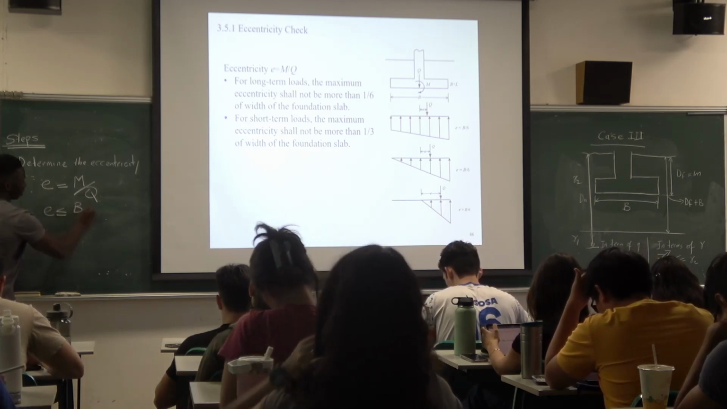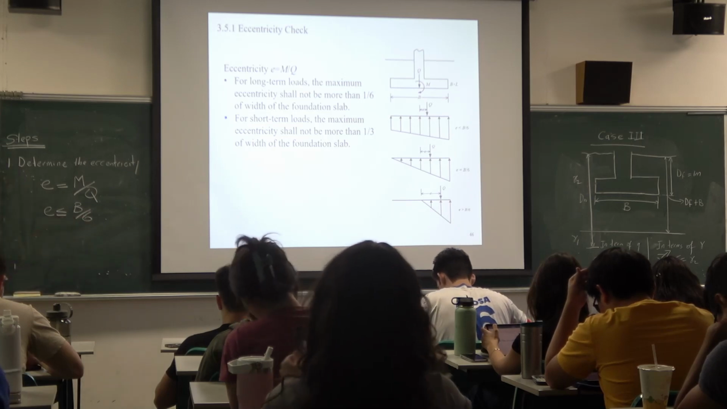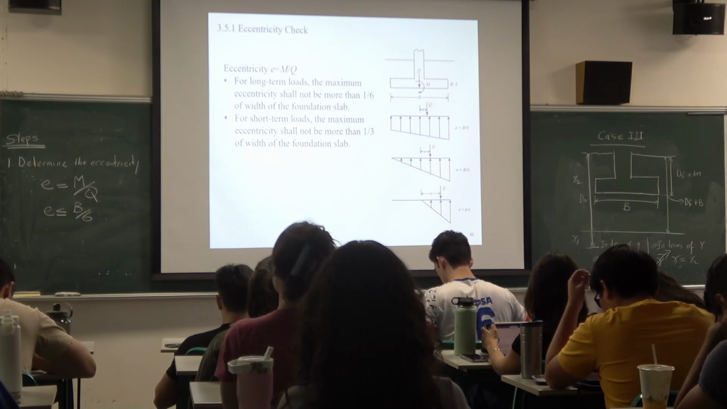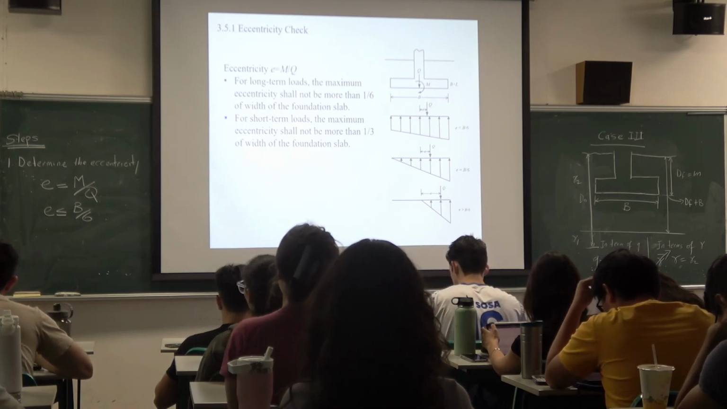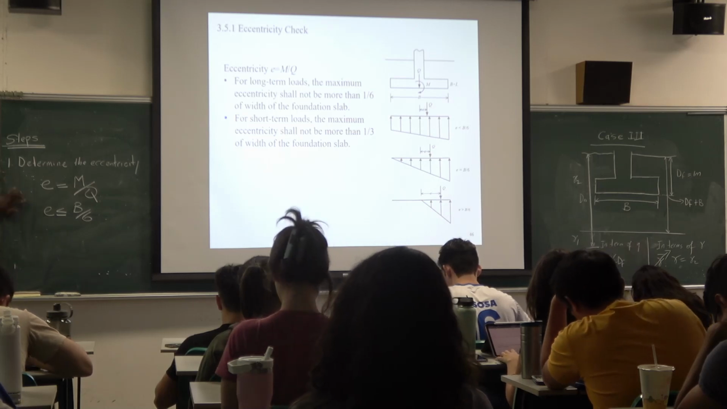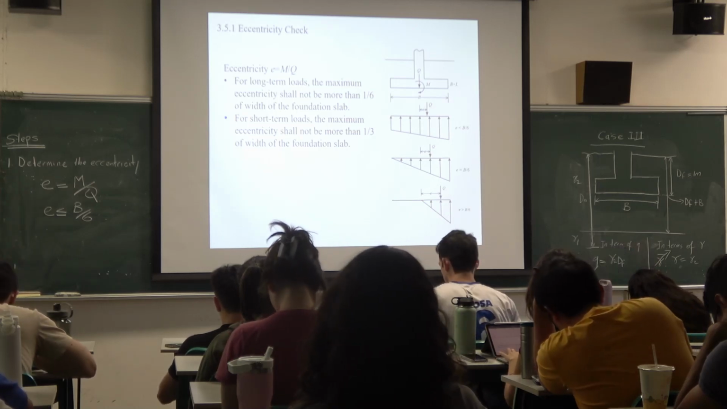to B over 6, right? Because if it is greater than B over 6, that means that your foundation already failed. So step number 1 is you have to determine the eccentricity.